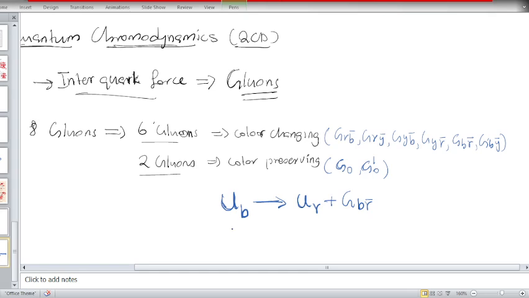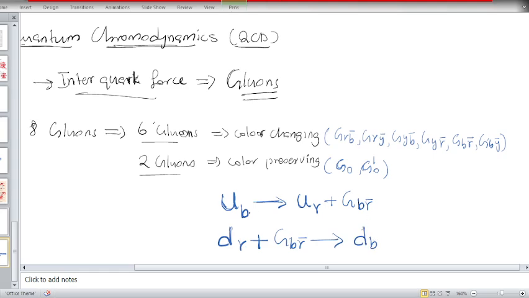Now, another example. Consider a down quark with red color, which is absorbing one gluon. So DR plus the gluon GBR dash, with the blue and anti-red color. This anti-red and this red will cancel each other, and that will become D with the blue color.